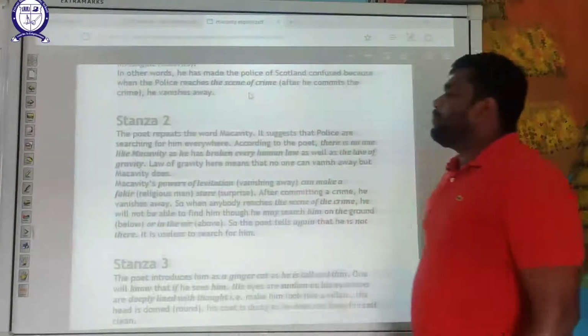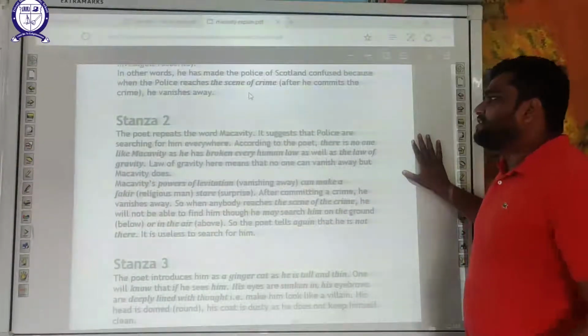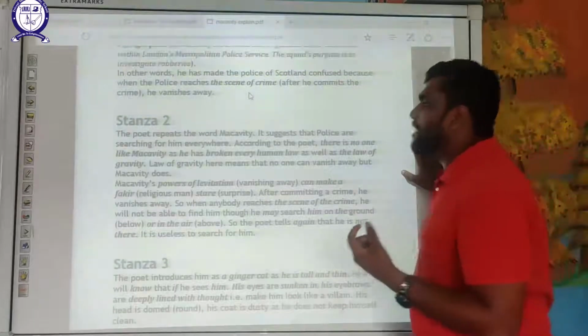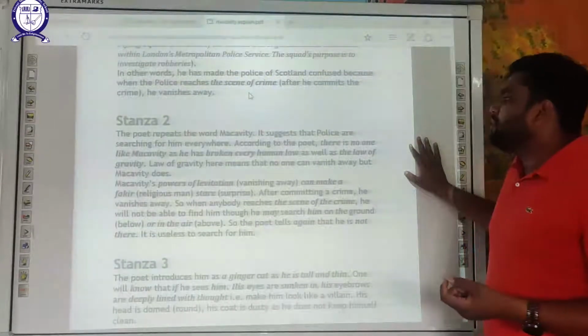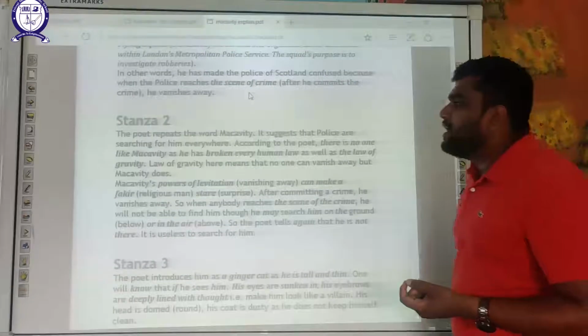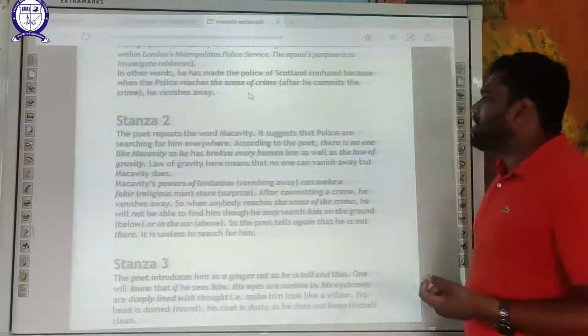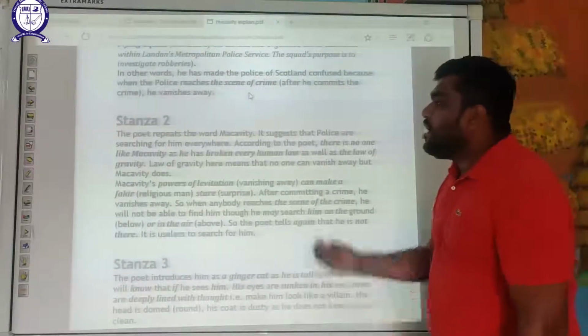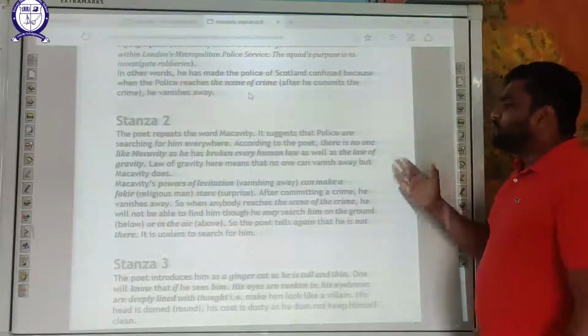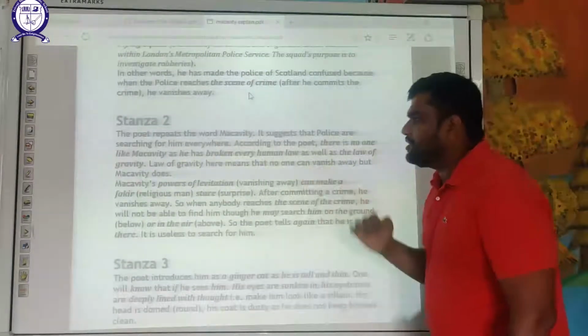In the second stanza, the poet repeats the word Macavity. It suggests that police are searching for him everywhere. According to the poet, there is no one like Macavity, as he has broken every human law as well as the law of gravity. Law of gravity here means that no one can vanish away, but Macavity does.